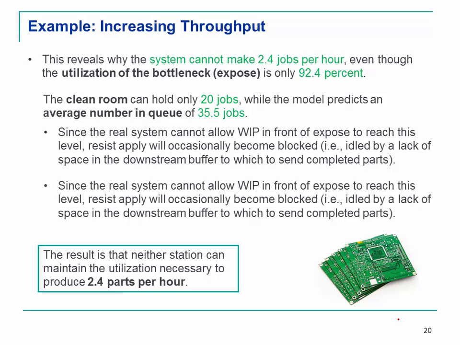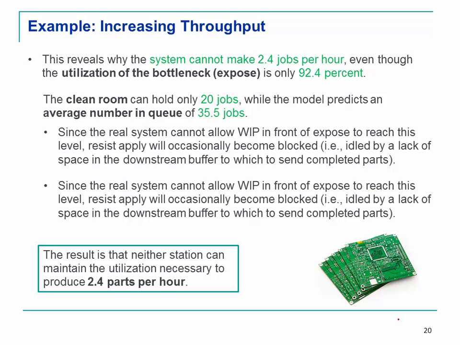So this reveals why the system cannot make 2.4 jobs per hour, even though the utilization of the bottleneck expose is only 92.4%. With the second machine, the clean room can only hold 20 jobs, but the model predicts that the average number in queue is 35.5 jobs. Okay, so in order to accommodate that, you will need 4 machines, not 2, and not 1, which is what you have right now.